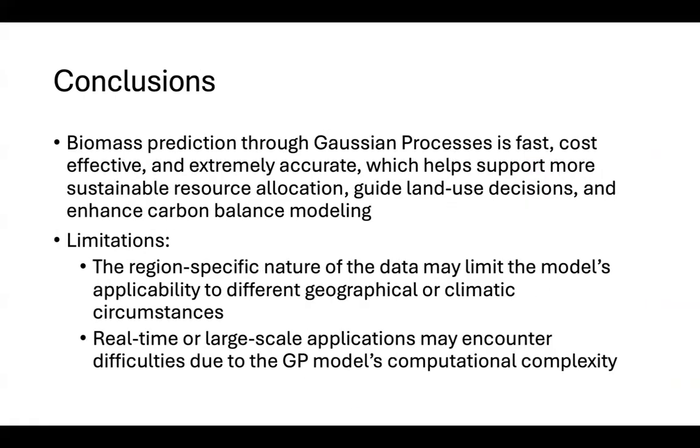So to conclude, the biomass prediction through the Gaussian processes algorithm is fast, cost-effective, and extremely accurate, which helps support more sustainable resource allocation, guide land use decisions, and enhance carbon balance models.